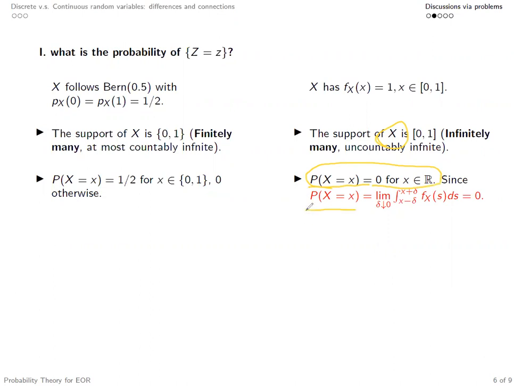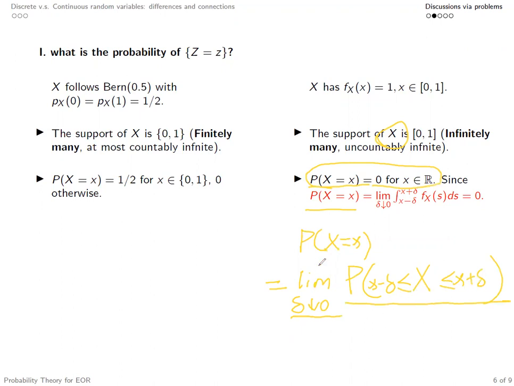Well, this is because of how we calculate the probability of X equal to a specific number. Let's consider this delta going to 0. This positive delta goes to 0, and we look at the probability that X is larger or equal to x minus delta and smaller or equal to x plus delta. As delta gradually drifts to 0, this limit is equal to the probability of X equal to exactly x.